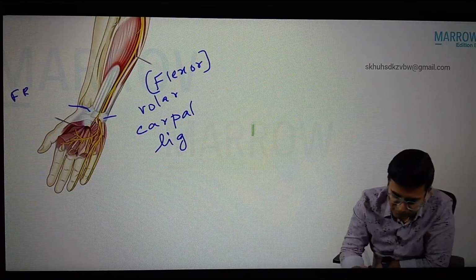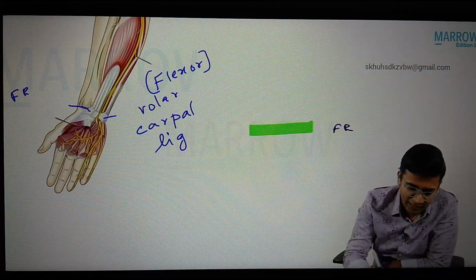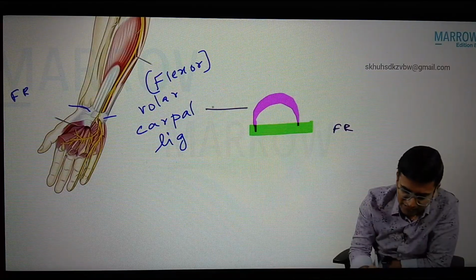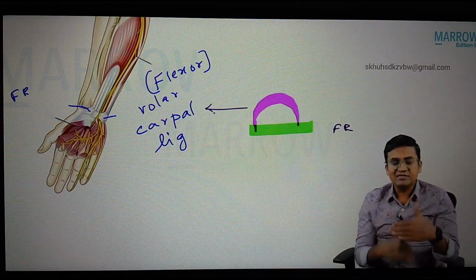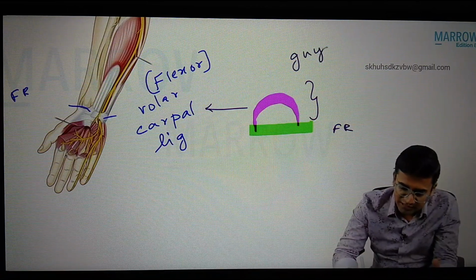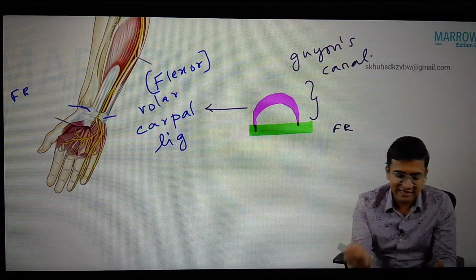Right, now this is our flexor retinaculum band, and above that, yes, you are seeing the volar carpal ligament, this ligament. Now between the flexor retinaculum and the volar carpal ligament, one canal is formed. That canal is called Guyon's canal. Now who is passing inside the canal?